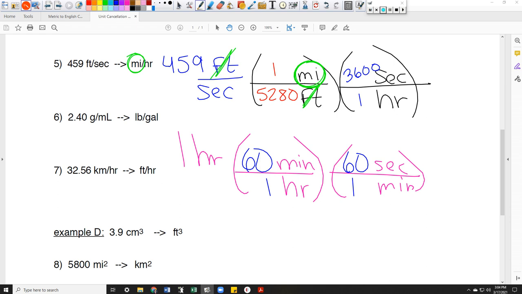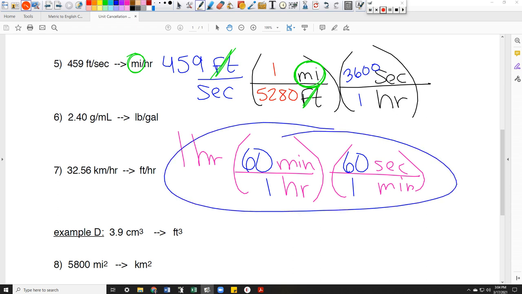Again, that's another one of those little cool factors you've probably never seen or never thought about. But you can use it just like that. Now, if you don't want to use the hours to seconds, by all means, is that okay to add? Absolutely it is. But what I want to point out now is, what happened to your seconds unit? Canceled. What are you left with? Miles over hours, which is exactly what you wanted.